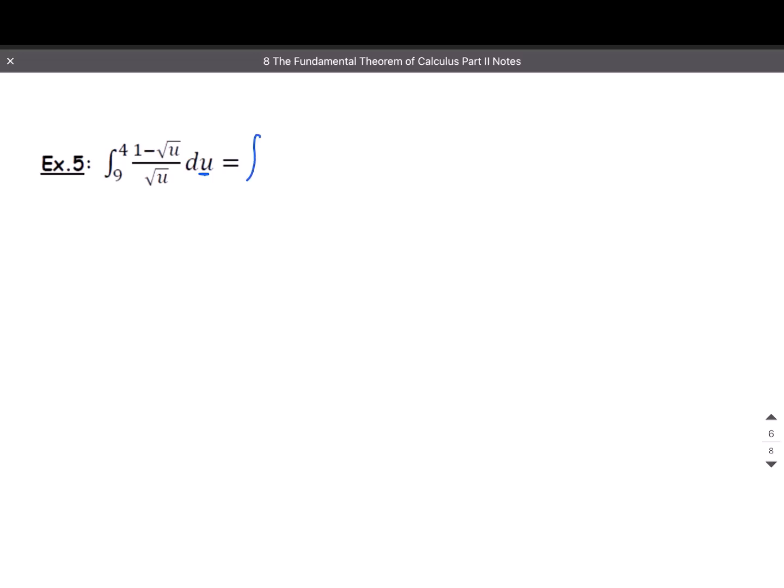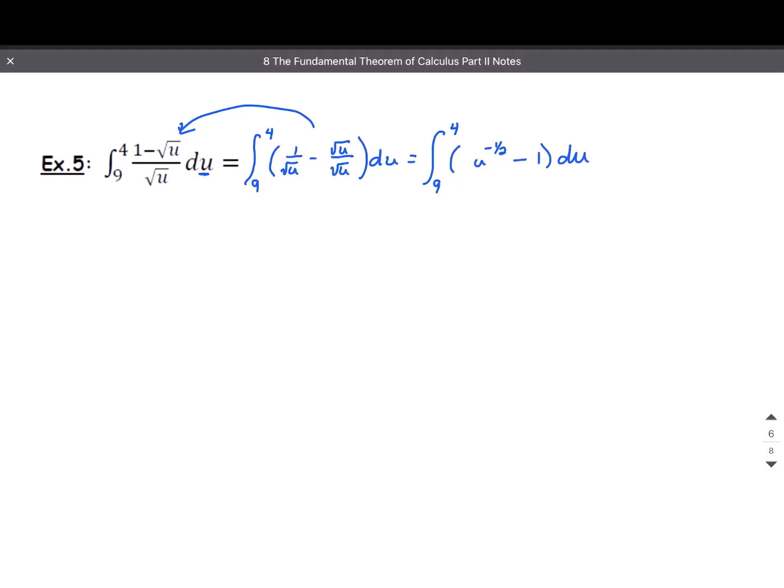Heck no. But if we undo the subtraction that's in that numerator, we would have 1 over the square root of u minus the square root of u over the square root of u, right? Isn't that what came before that? Now we can simplify that a little bit. So what we're doing is we're undoing the subtraction, and now we've got the integral from 9 to 4 of 1 over the square root of u. The square root of u is u to the 1/2, but since it's in the denominator, we raise it to the negative 1/2. Minus the square root of u over the square root of u is 1 du.